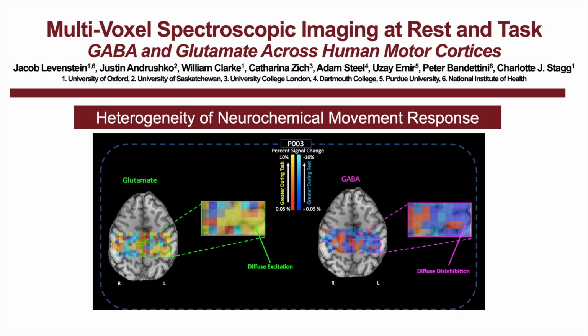Unlike in the first two participants where we observe local increases and decreases, in this third participant we see widespread glutamate increases, and conversely we see widespread GABA decreases during the task. Taken together, it's clear that with this particular task, the spatial profile of neurochemical change is heterogeneous across participants.